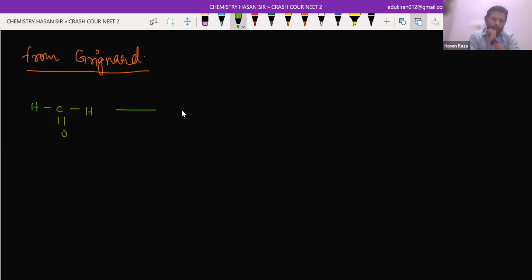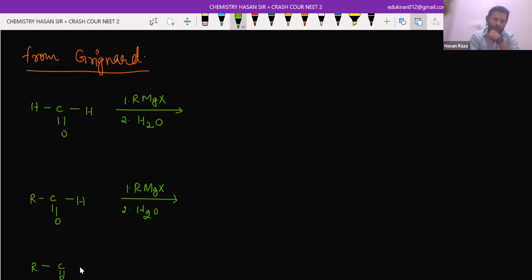Now from Grignard, and this is one of the most important reactions. Let me know if you will be able to do it or not. HC double bond O: first, you react this with RMgX, and after that you get a product, and then you treat that with H2O. Then the next is RC double bond OH, this is also an aldehyde. First, you react this with RMgX again, and in the second step, you do the hydrolysis. And then again RC double bond O, that is your ketone.